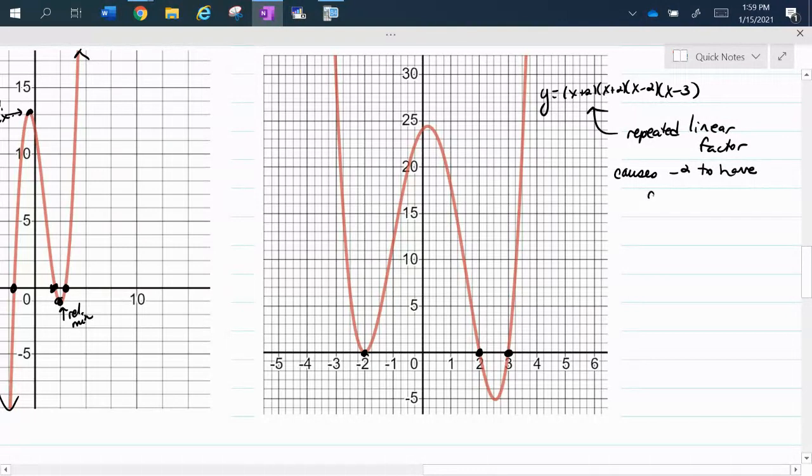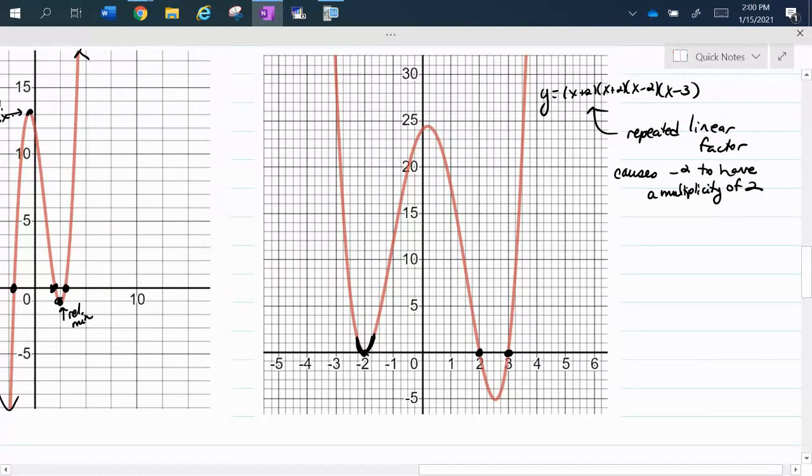So we have a repeated linear factor, and it causes negative 2, which is the 0, to have a multiplicity of 2. So whenever one of our zeros has a multiplicity of 2, I want you to look at the graph and notice that the 0 doesn't go through the x-axis. It only touches and goes back up. So it ends up appearing quadratic at that point. It ends up being a turning point. Instead of the other two where they go through the x-axis, this one just touches and goes back up.